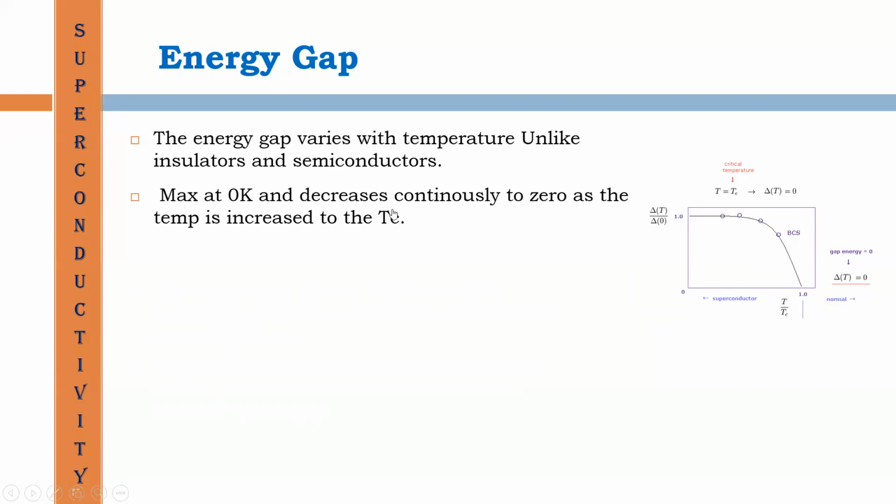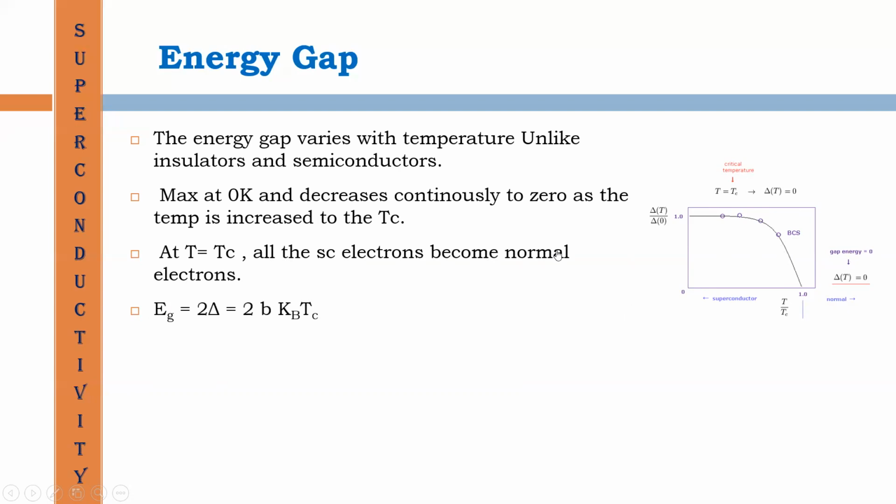The energy gap is maximum at 0 Kelvin and continuously goes to 0 as the temperature is increased to Tc. At T equal to Tc, all the superconducting electrons become normal electrons.